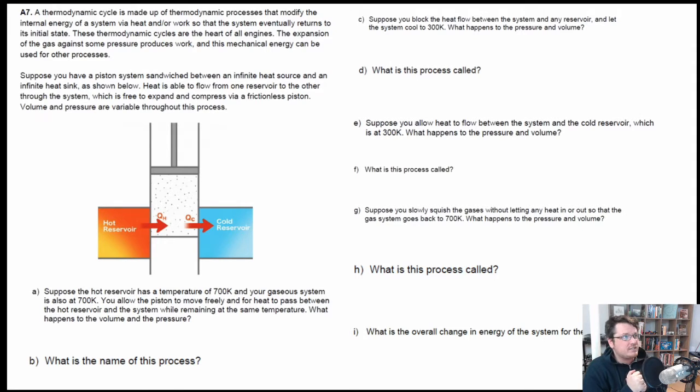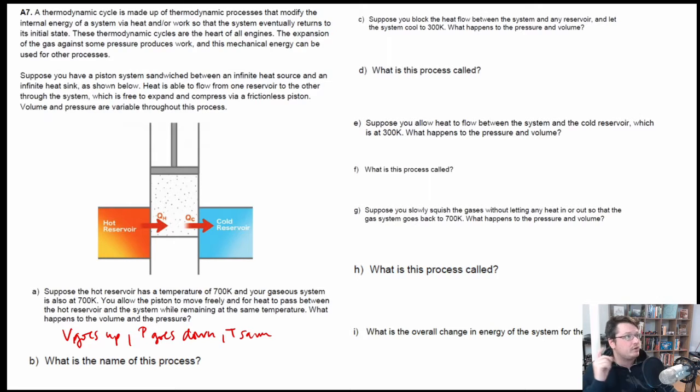That means, and we're saying that heat is flowing into the system, so if heat is flowing into the system, then we should have negative work in that case. And if we have negative work, then that means we're expanding, we're increasing the volume. So the volume should go up, the pressure has to go down in these cases, and temperature stays the same.